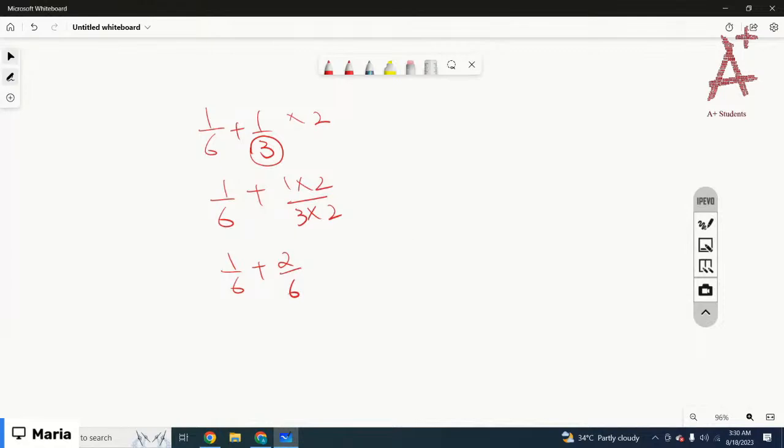Now they have the like denominators, just add their numerators. So 2 plus 1 is 3 and it would be 3 over 6, right? You have to write the answer in the simplest form. So just look for a common number that can divide both numerator and denominator. Do we have any? Yes, we can divide them by 3. It would be 3 times 1 is 3 and 3 times 2 is 6. So that means the correct option is 1 over 2.